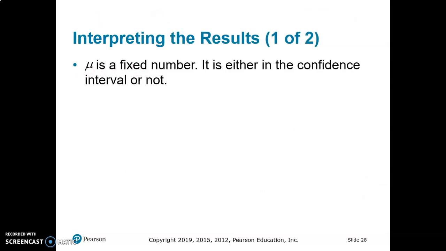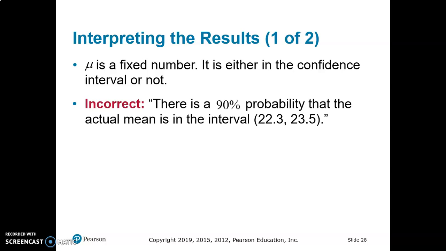Okay, so let's talk about what a confidence interval means. mu is a fixed number. You don't know it, but it doesn't vary. It's something that's out in the ether, but it is something. It's only one thing. It's not going to change on you. And so because of that, it's either going to be in the confidence interval or it's not.